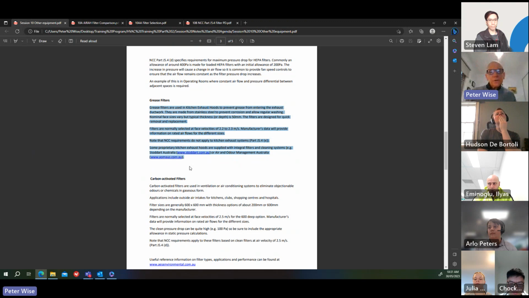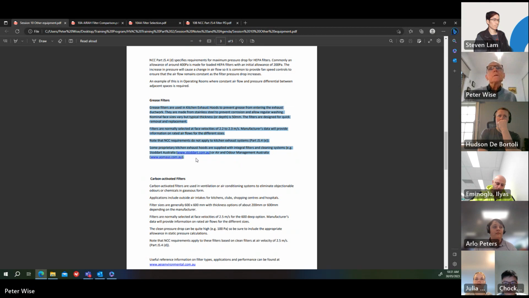If you're doing a large commercial kitchen, it's quite likely that the kitchen designer will want a specialised exhaust hood. So it would be typically from Stoddart's or Air and Odour Management, or there are others. These systems usually have lower airflows, which is an advantage in your ventilation systems.